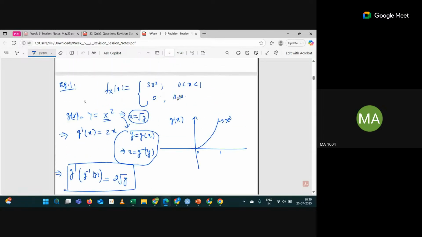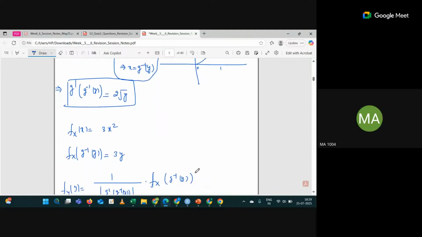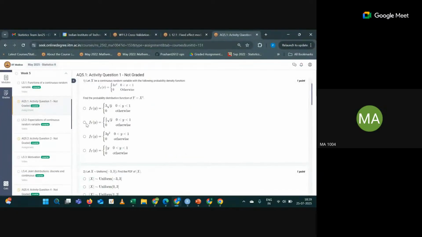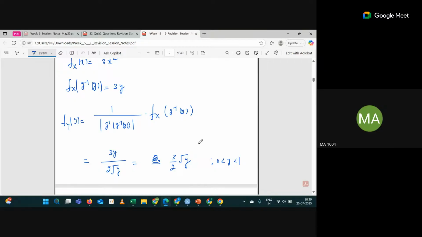What will be the support of y from here? 0 to 1. 0 to 1 only, right? Now is option B correct? Yes, sir. Right? You got the idea? Okay. All right.